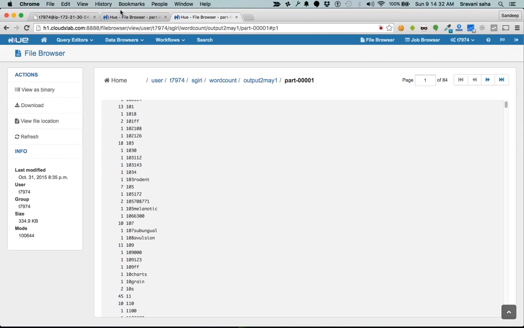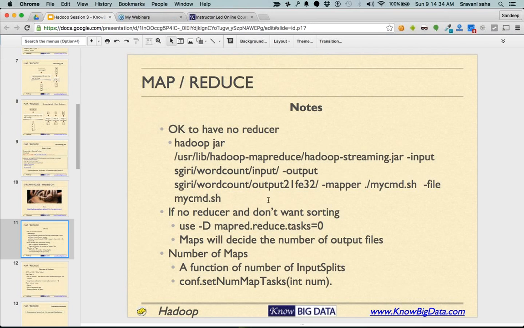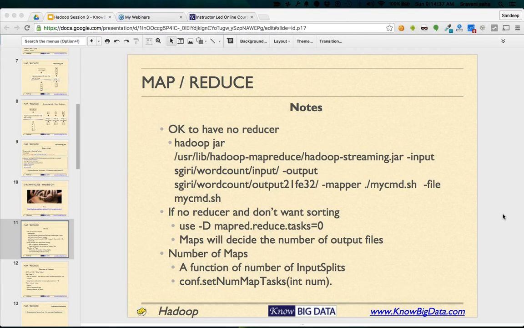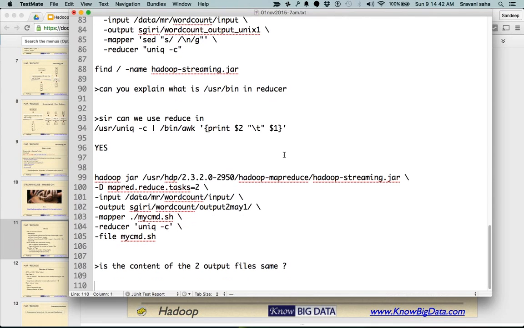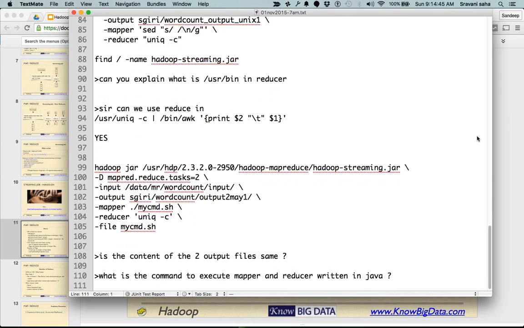All right. Now moving ahead. Srinivasan's question is, what is the command to execute mapper and reducer in Java? It's the same command. Just that instead of using the Hadoop streaming jar, you will be using your own jar here. Whatever jar you create, that is what is going to be there. All right.